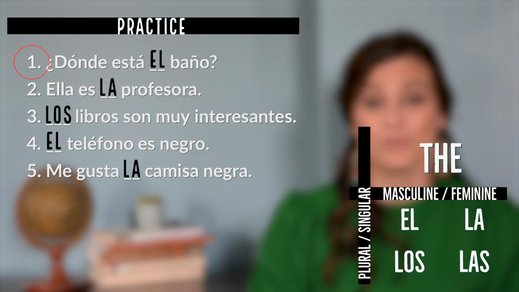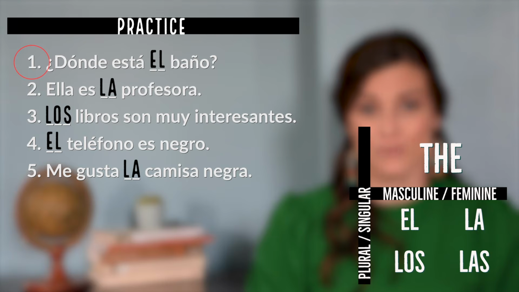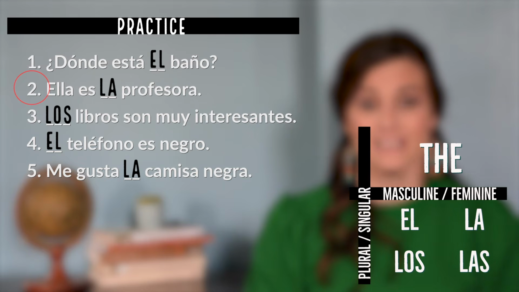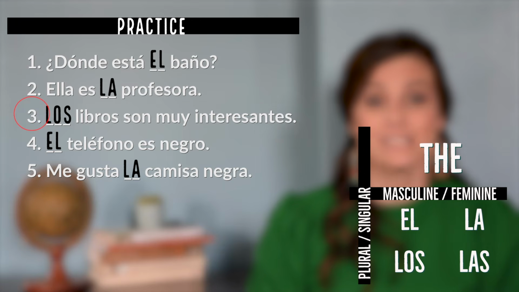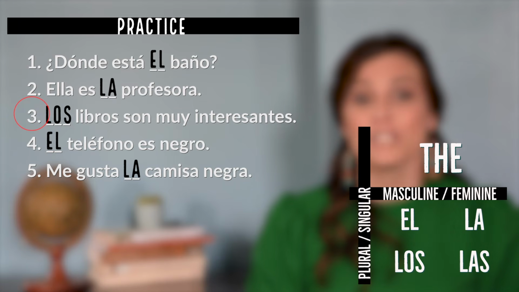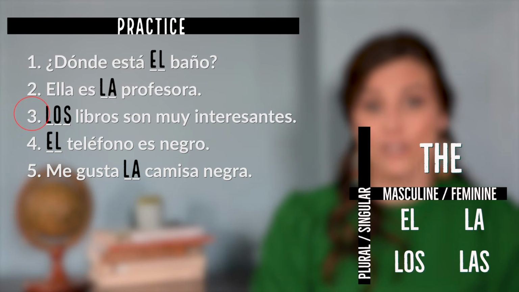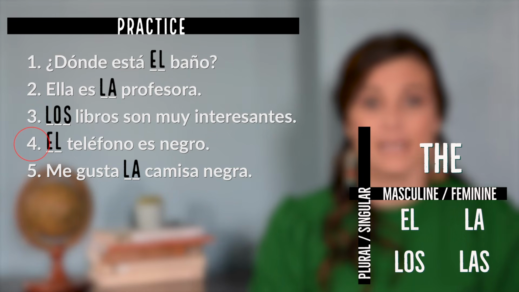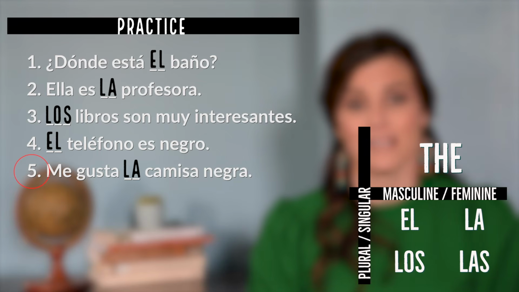Número 1 should be el baño. It ends with an O, so it is masculine. Número 2, la profesora. It ends with an A and is speaking of a woman, so la profesora. Número 3, for libros, the article would be los. And you'll notice that los ends with OS, just like libros ends in OS. 4, el teléfono. Número 5, la camisa negra.